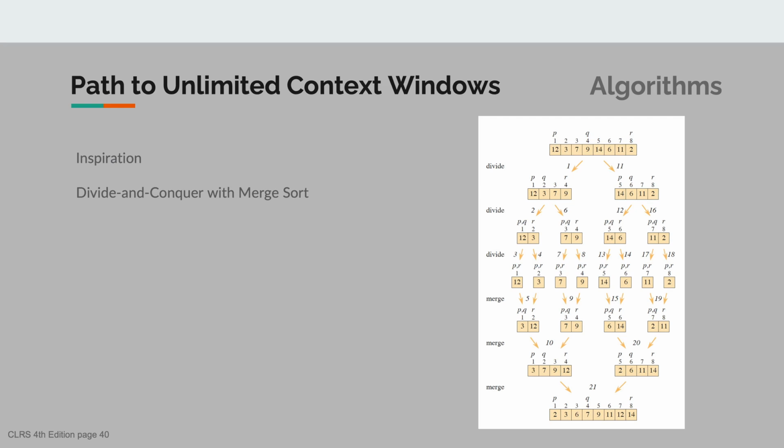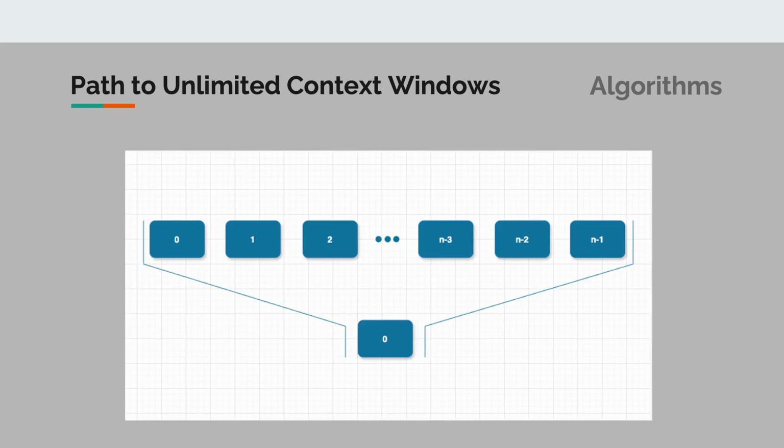I took algorithms, and this is a diagram of merge sort. Essentially, you have an array, you divide and conquer to sort the elements in the array. And this bottom part inspired me because it looks like a funnel. And how could I use that to make summarization and unlimited context windows possible? And so this is the basic building block of a funnel.